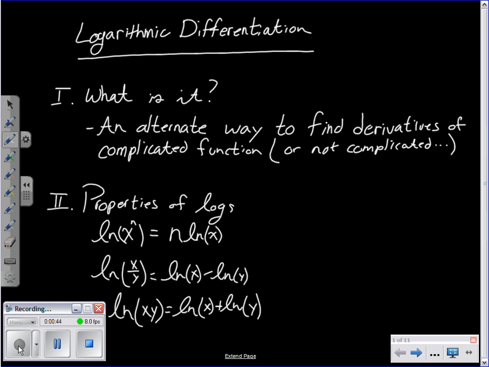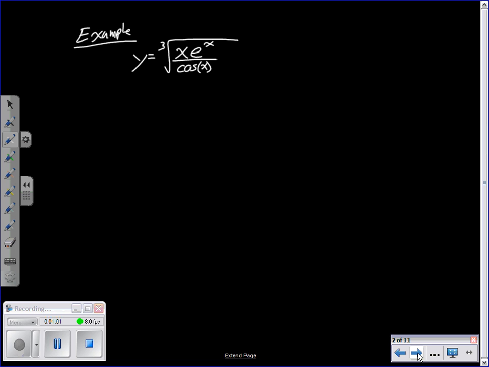If I have two things divided by one another inside my natural log, say natural log of x divided by y, I can rewrite this as natural log x minus natural log of y. If I have multiplication inside my log, I can have natural log of x plus natural log of y in this case. So let's look at an example, because I think logarithmic differentiation really does warrant an example rather than just some arbitrary definitions.